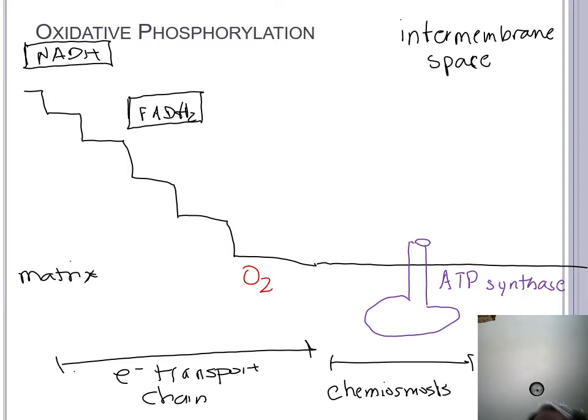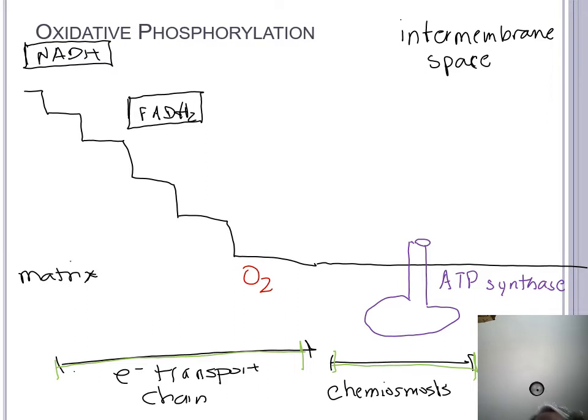However, oxidative phosphorylation can be divided up into two parts. There's the first part called the electron transport chain, and then there's a second part called chemiosmosis. And so oxidative phosphorylation is actually both components. We're going to first transport the electrons, and then second, we're going to do this thing called chemiosmosis.